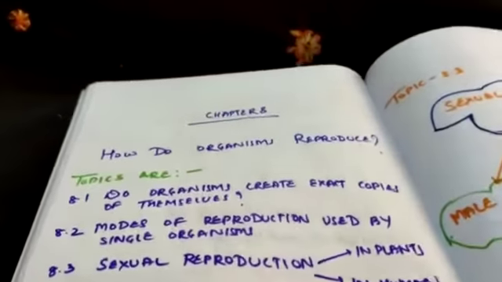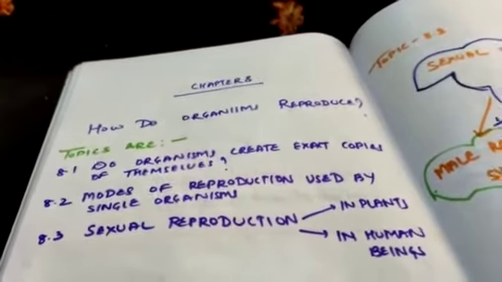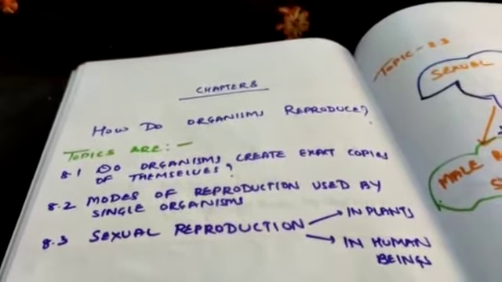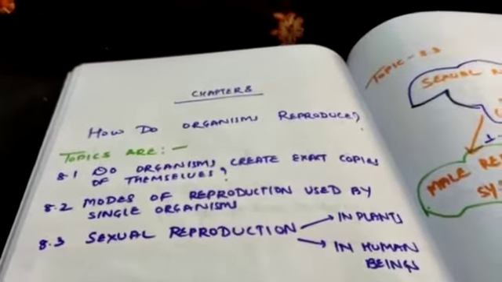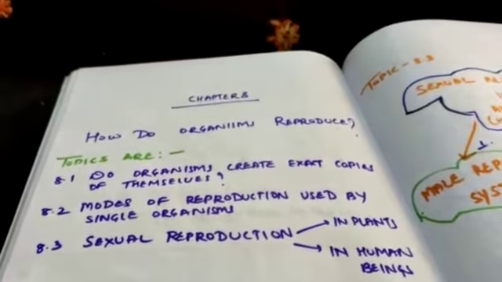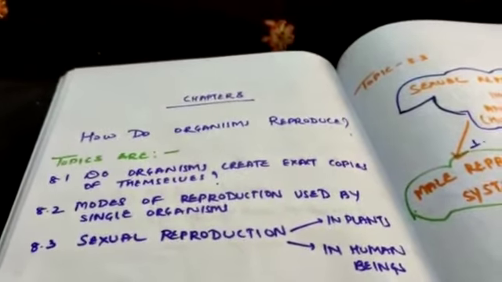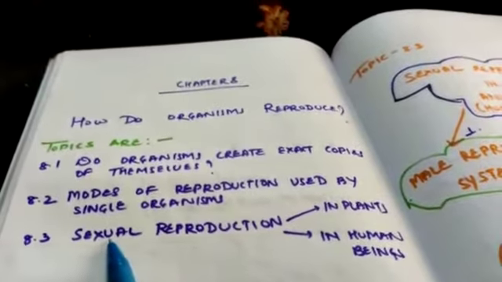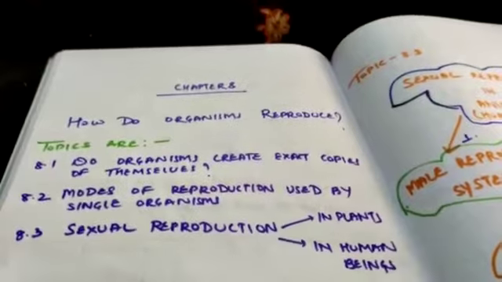Good morning, 10th class. Today we are dealing with chapter number 8, and the name of the chapter is How Do Organisms Reproduce? In this chapter, the total number of topics is 3: 8.1, 8.2 and half of the section of 8.3 with reference to plants, which we have already completed. So today we are going to deal with sexual reproduction in human beings.